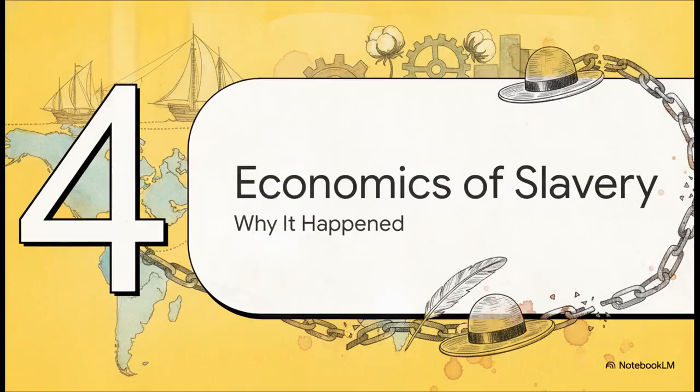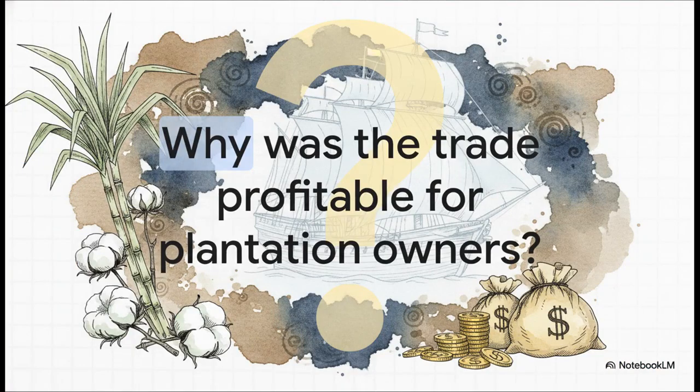Now for Section 4, the economics of slavery. Why did this happen? We really have to ask the difficult questions about why this system was created in the first place and why it lasted in the United States all the way into the early 1800s. Let's investigate the demand side of things. Why was the slave trade so insanely profitable for plantation owners? What was the actual financial incentive keeping this brutal engine running?